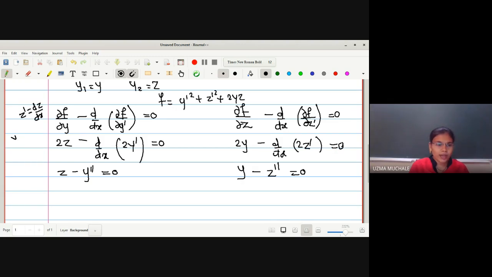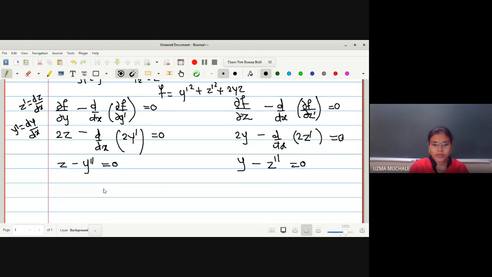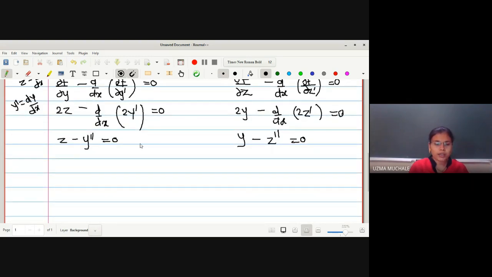And what is our y dash? y dash is nothing but dy by dx. So again, if we differentiate with respect to x here, it will be converted to only z double dash and y double dash. So in this way, how many equations are we getting? We will get two equations. One is y double dash is equal to z, we can name it as 1. Another is y is equal to z double dash, that is nothing but the second equation.